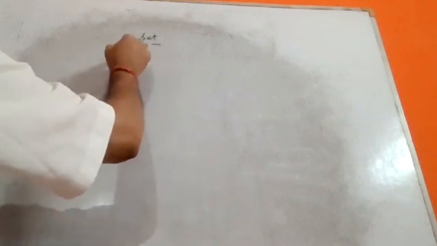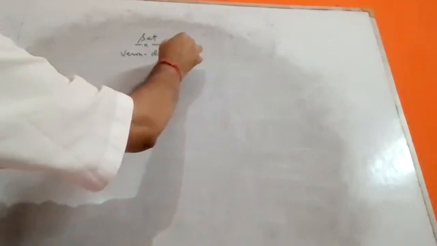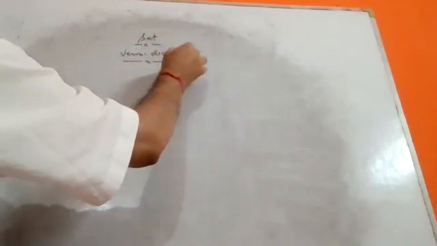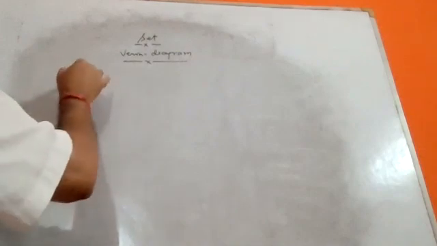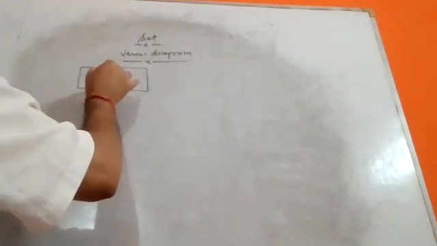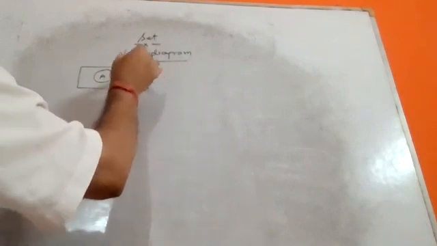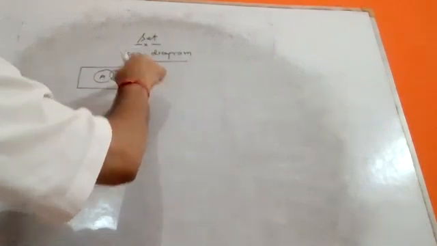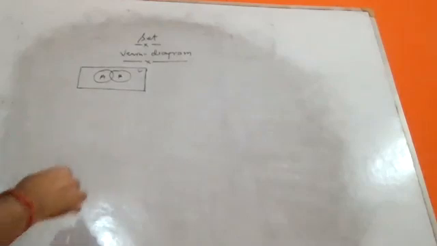In Venn diagram, you can explore all property in this Venn diagram, just like this one. This one is some rectangular box problem. Suppose here A and B are the two sets, A and B. Let's do it like this, it will be better, right? So A and B, these are the two sets, right?